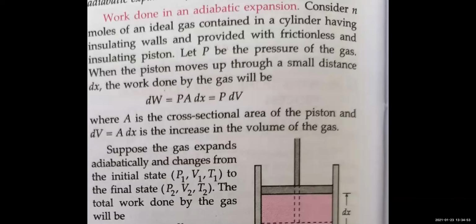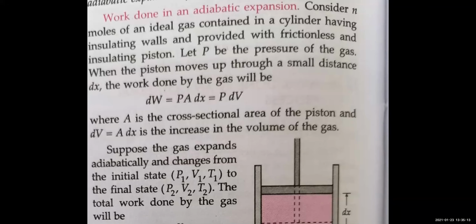Now children, let's find out the work done in an adiabatic process. So children, we know the adiabatic process is the process in which there is no exchange of heat between the system and the surroundings, right? So here children, we are considering a system, that is, a cylinder which has some ideal gas of n moles.